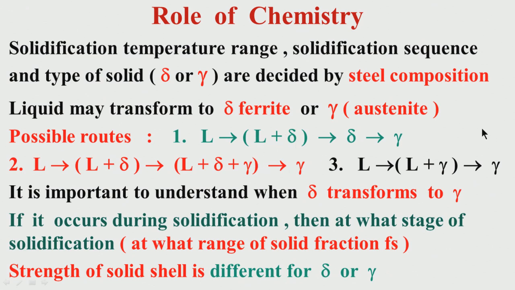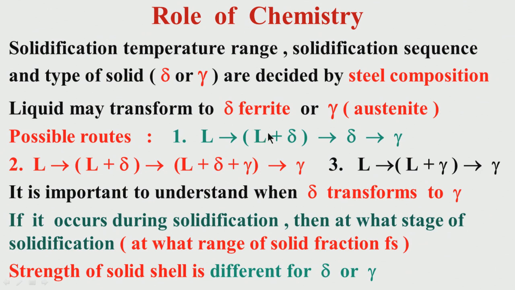So, it is also important to understand when this delta to gamma transformation is taking place. Initially, as I am telling you, here delta to gamma. So, when this delta to gamma is taking place is important. That also has a lot of implications on the quality of steel, because that transformation stress from delta to gamma may add to the seriousness of the problem, quality issues. So, we have to remember that. How the transformation is taking place is important.